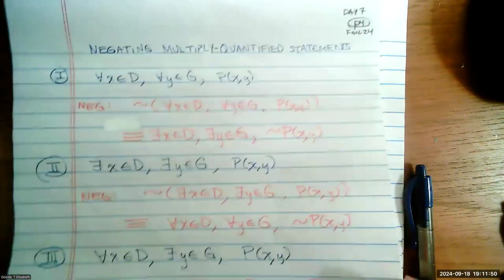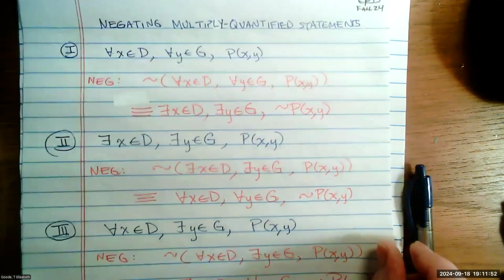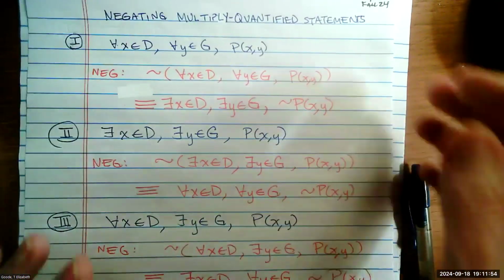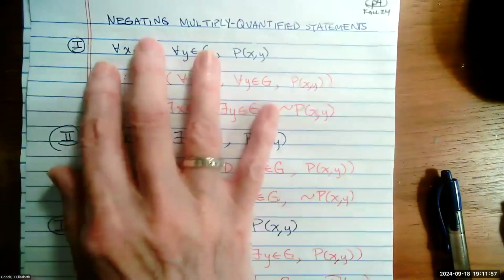All right, so now let's just go through negating multiply quantified statements. I'm actually not going to write this whole page of notes because it's super natural and super simple. You know, the notes are posted. We're just going to read through this together if you don't mind, because we can save a little time, but we'll talk them through.